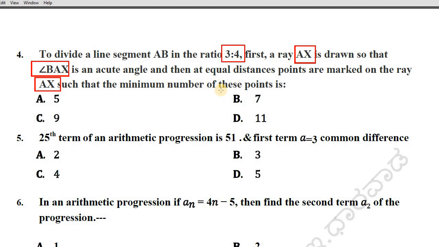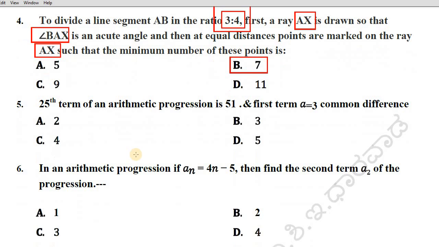So for that we wanted to add the given ratios, children. Here the given ratio is 3:4. So add 3 plus 4 we get 7. Hence 7 markings we have to mark on the ray AX.